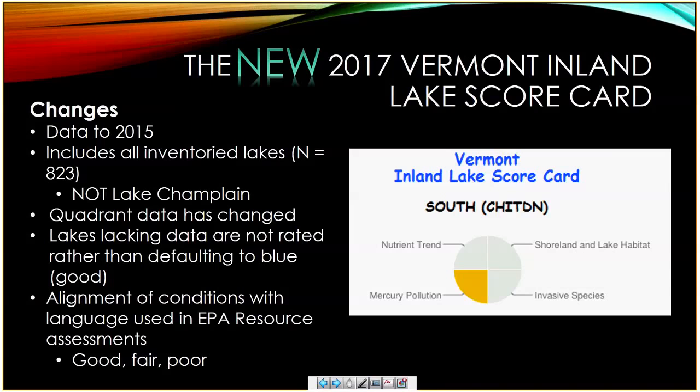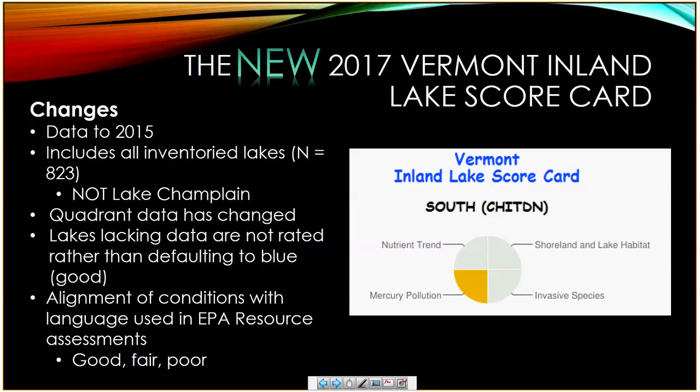So the new scorecard builds off of that original scorecard model. We continue to use the SECI icon. We continue to focus on four key aspects of lake health. For the 2017 scorecard, those are nutrient trend, shoreline and lake habitat, invasive species, and mercury pollution. The 2017 scorecard includes all of our data up through 2015. We've added all the lakes that are in our inventory, so a total of more than 800. The scorecard at this point does not include Lake Champlain.